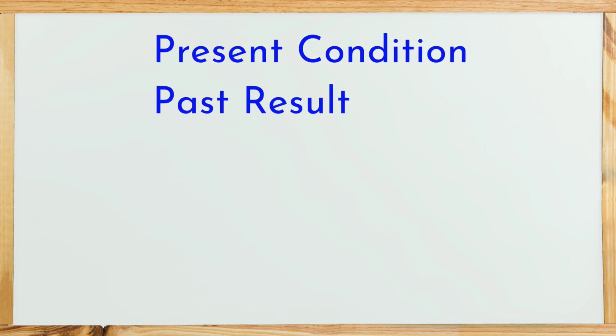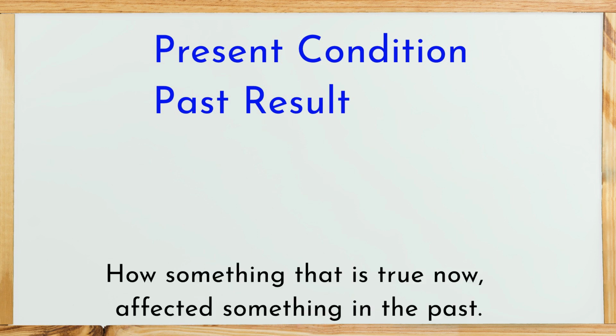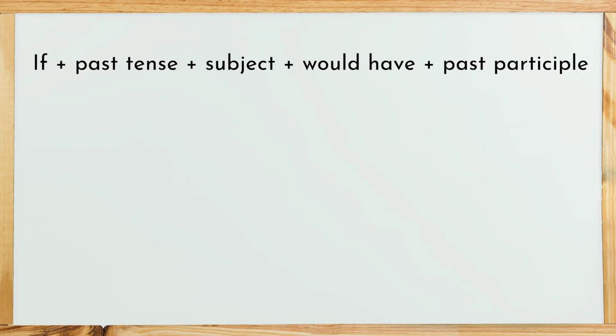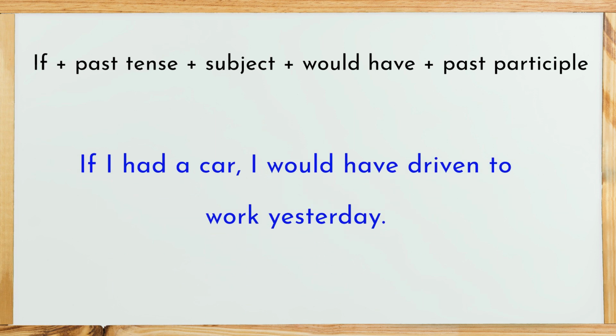Next type is present condition, past result. Or we can say that how something that is true now affected something in the past. For this, we have if, past tense, subject, would have past participle. If I had a car, I would have driven to work yesterday. That means, I don't have a car, and that is why I did not drive to work yesterday.